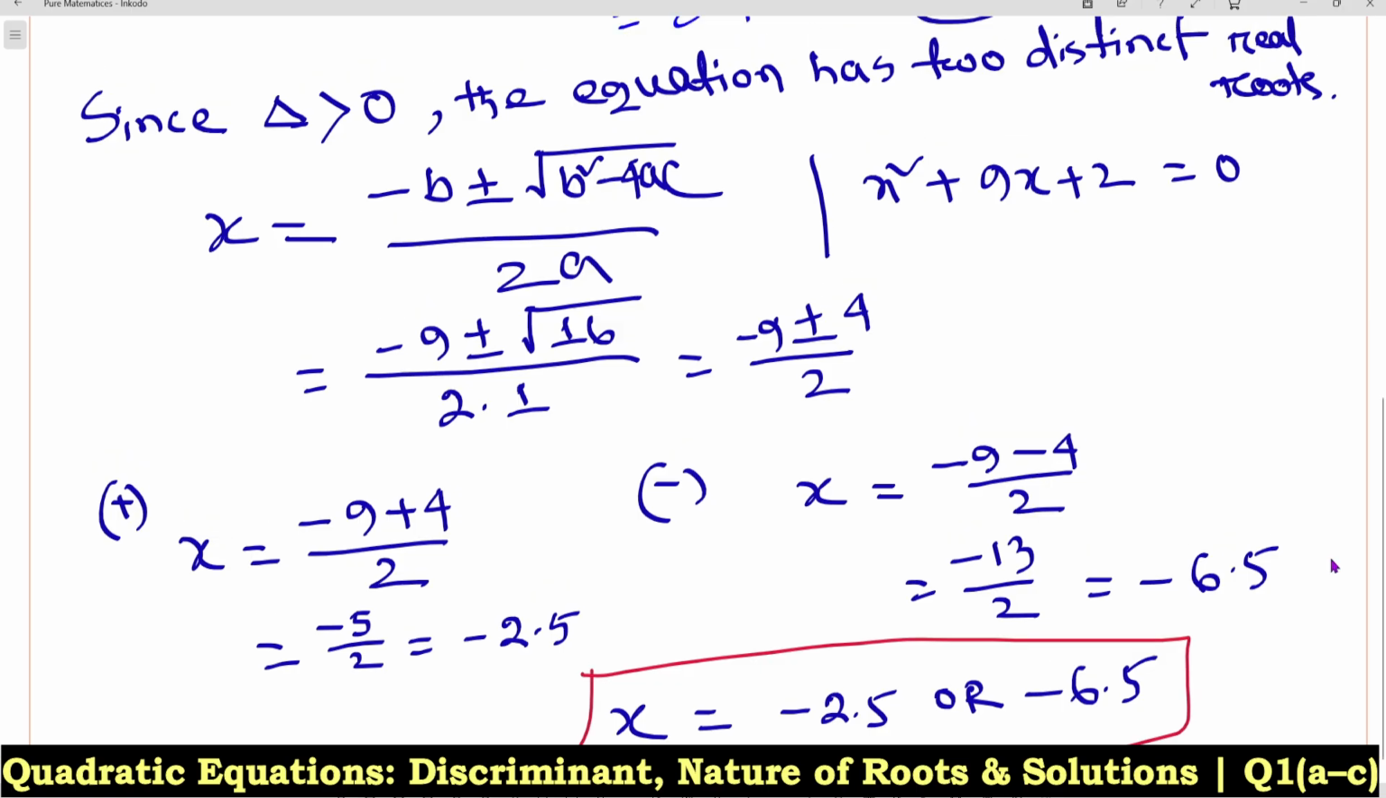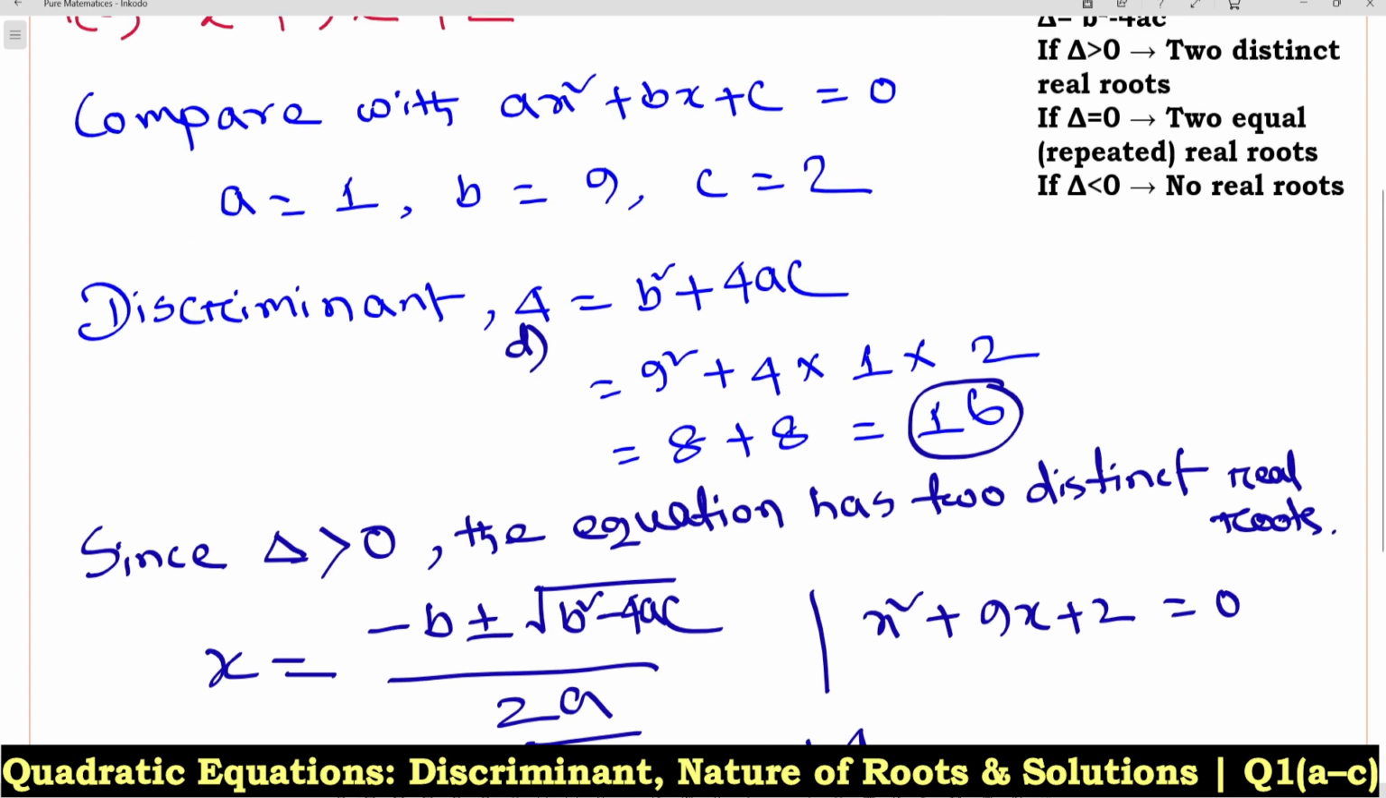Okay, so here are two parts. In one part, the discriminant is greater than 0. So we can say the equation has two distinct real roots.